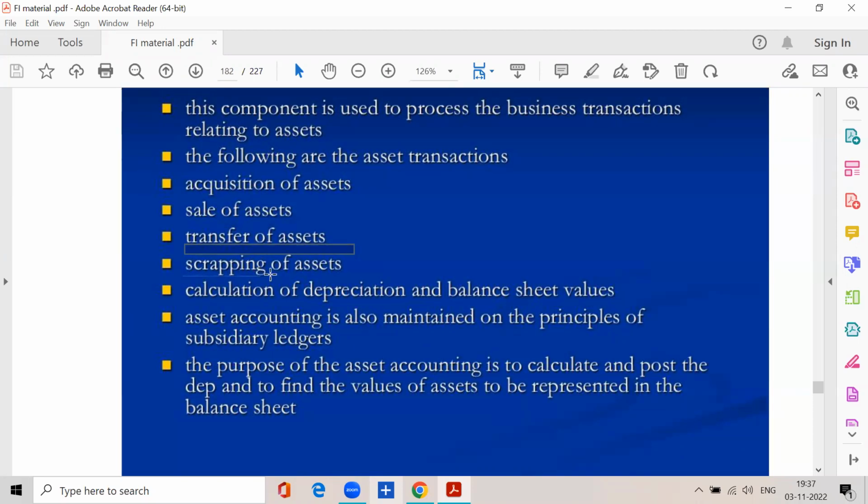Then scrapping of assets. Scrapping of assets means that on a particular date, you stop using the asset. Then that asset is transferred to the scrap warehouse. That is called scrapping of assets. So when the assets are scrapped, how to process them?